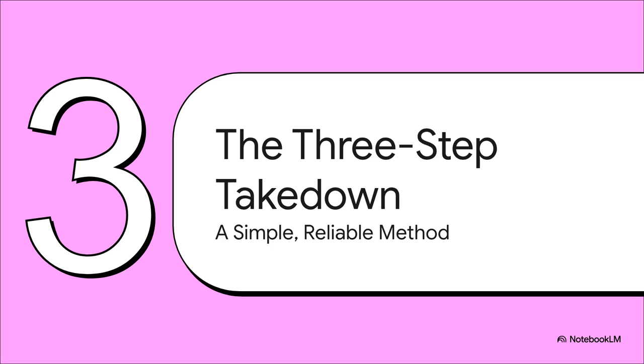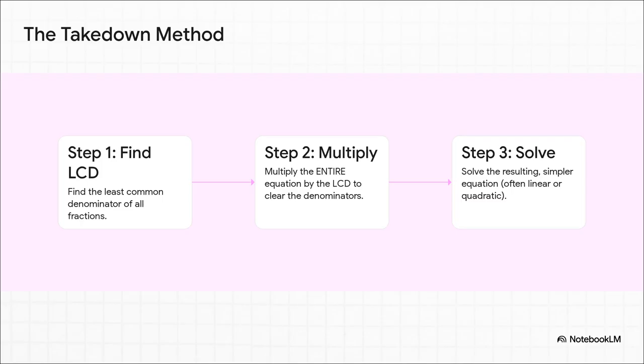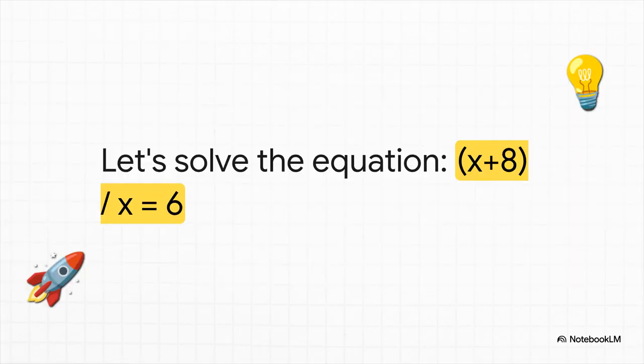All right, so we've got our key. Now it's time for the move. A simple, reliable method that I like to call the three-step takedown. And here it is, the whole game plan. Super simple. Step 1, you find that LCD we just talked about. Step 2, and this is the big one, the magic moment, you multiply the entire equation by the LCD. This is what makes the fractions disappear. And then step 3, you just solve whatever's left over, which is always going to be a much, much friendlier equation to deal with.